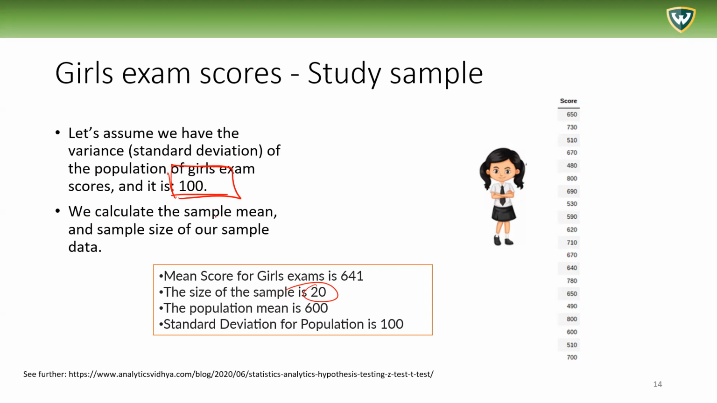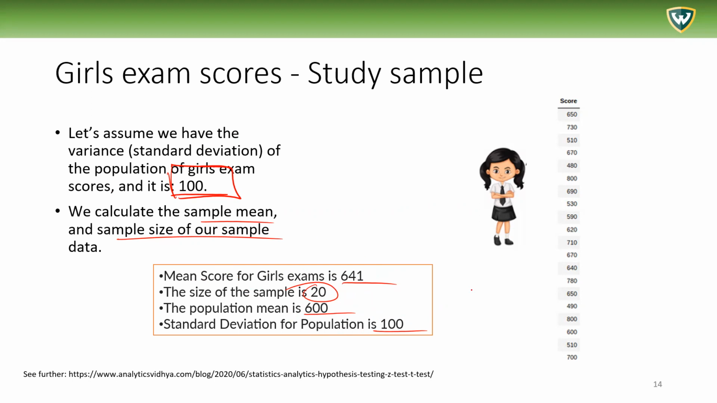So we sample first, of course, and then we calculate the sample mean and sample size of our sample data. And we need 4 pieces of information: the mean score for girls' exams in the sample you obtained, the sample size, which is 20, means 20 girls or 20 exam scores, the population mean, which we already had before, and the standard deviation for the population of this variable, which is 100. So we have all the information we need to calculate the z-score.